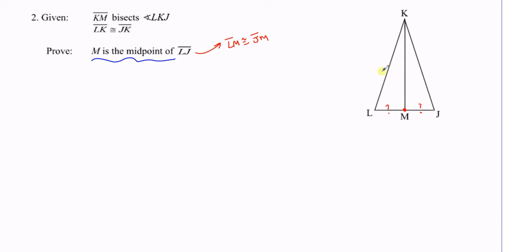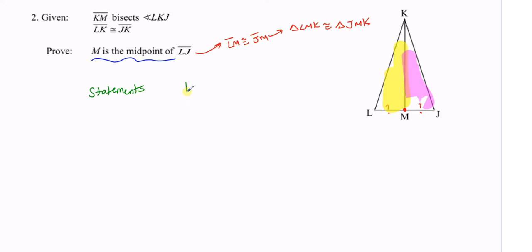Now luckily in this example, LM and JM are corresponding sides in these two triangles, the one in yellow and the one in pink. So if I can first prove that triangle LMK is congruent to triangle JMK, then I think we'll be able to prove the segments are congruent by CPCTC. So now that we've come up with a plan of attack, let's write out our statements and reasons, starting with our given.